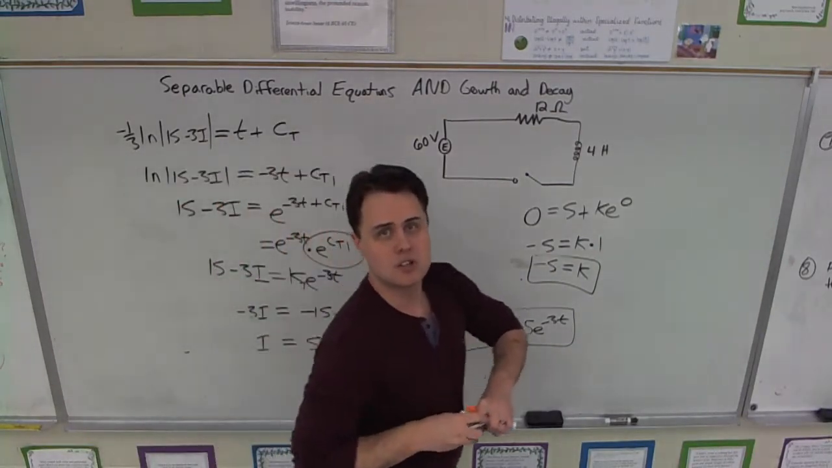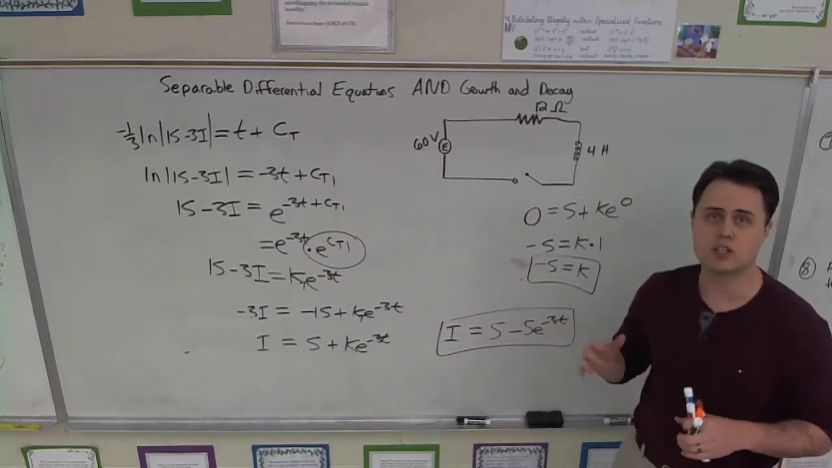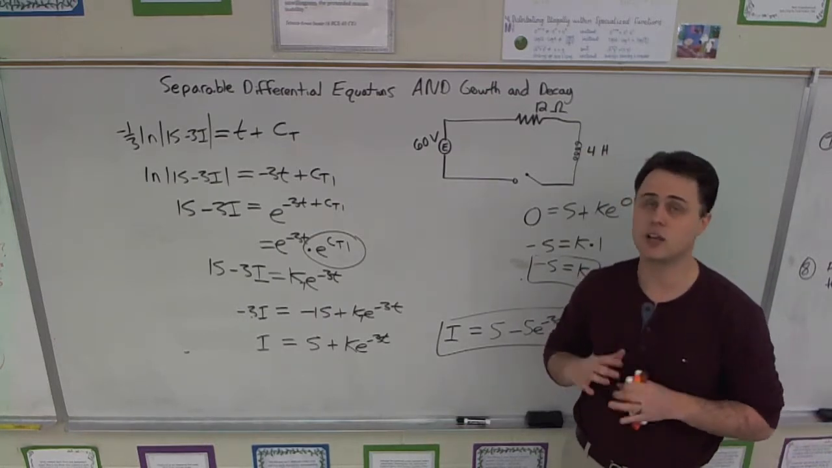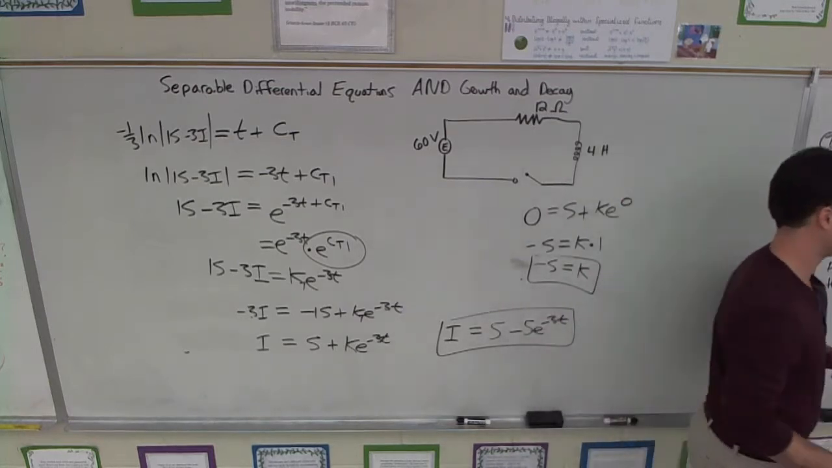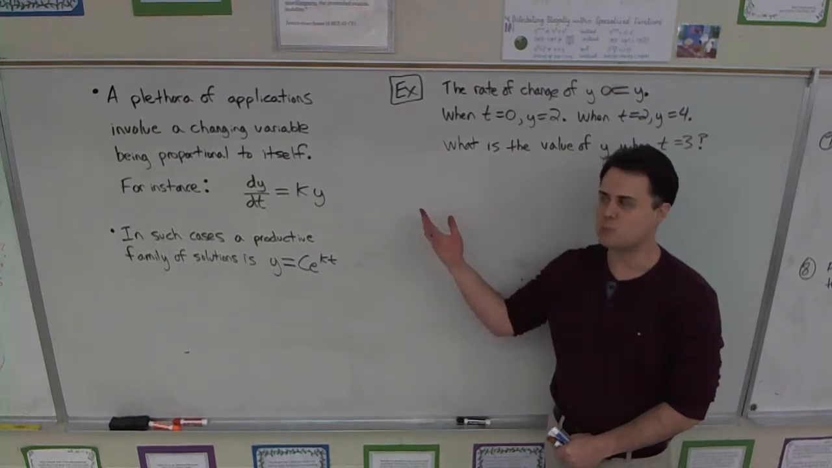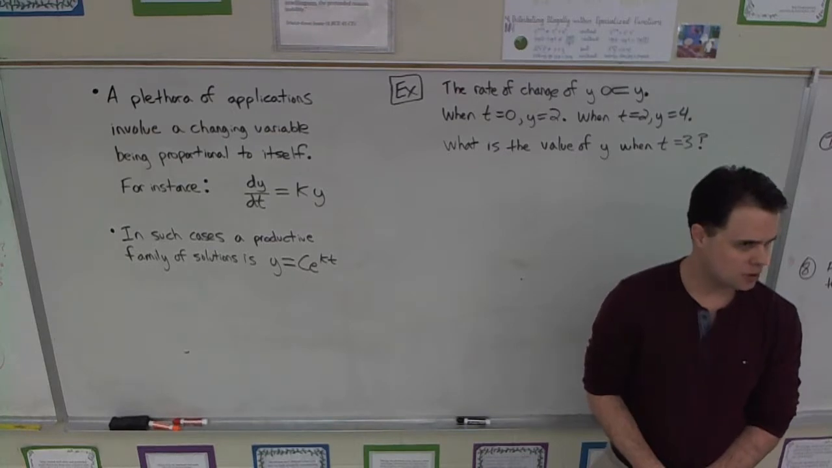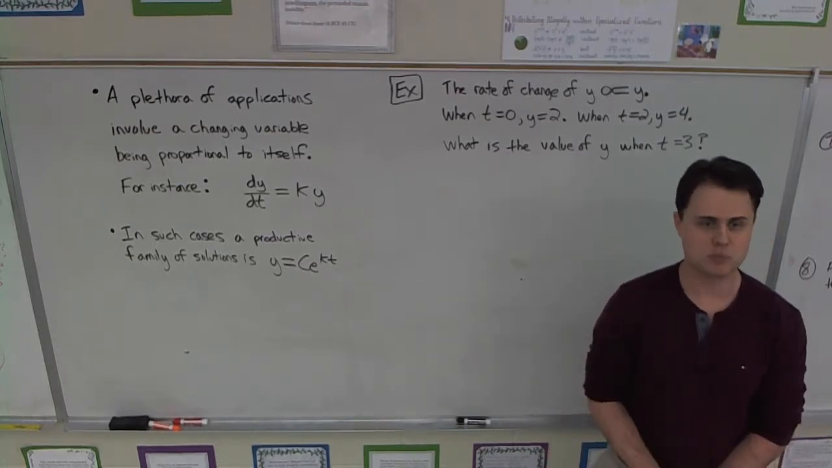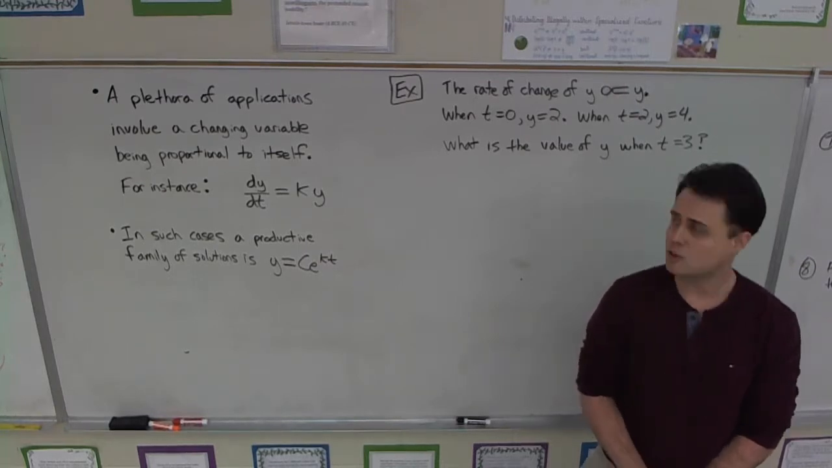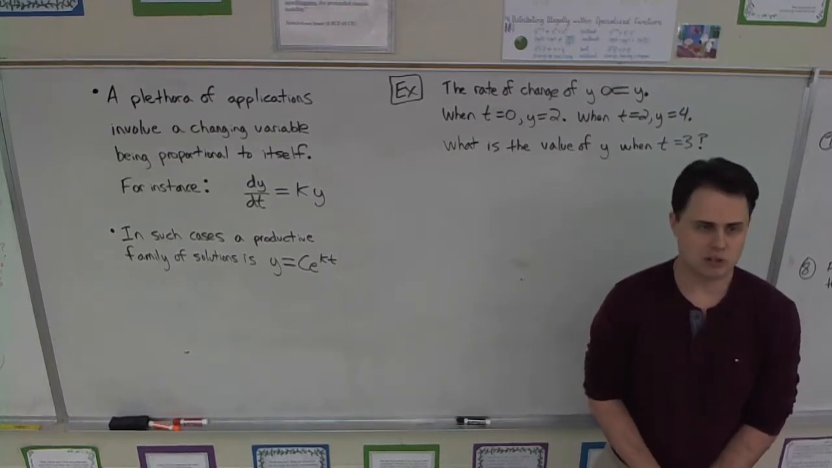Let's look at some situations where we want to predict what a growth or decay situation looks like. And that's going to be a very special and probably the most iconic differential equation. So, as it says, a plethora of applications involve some kind of rate of change, one variable being directly proportional to the amount of that variable, in other words, to that variable itself. This is the most common kind of changing relationship that we see in basic differential equations.